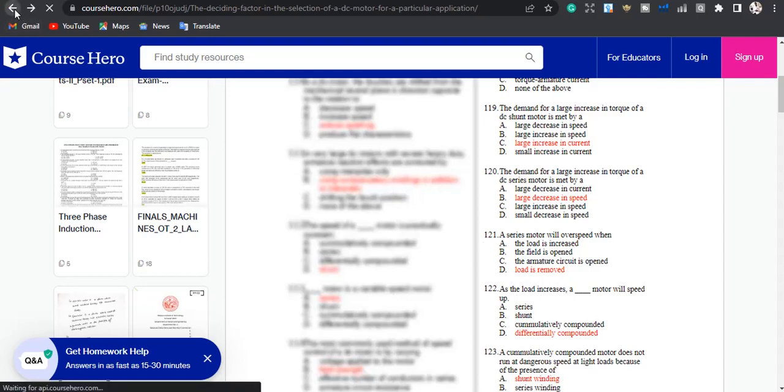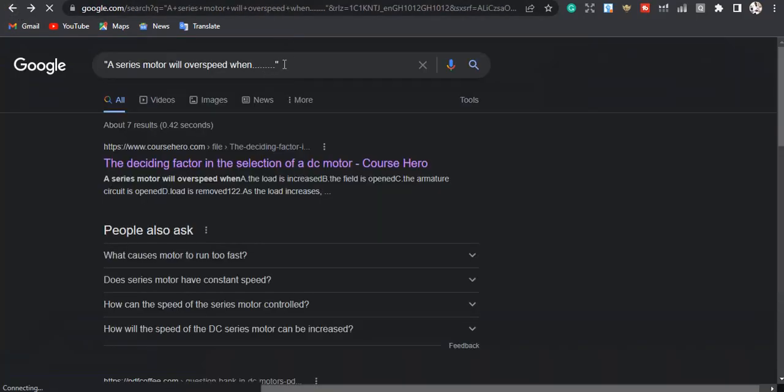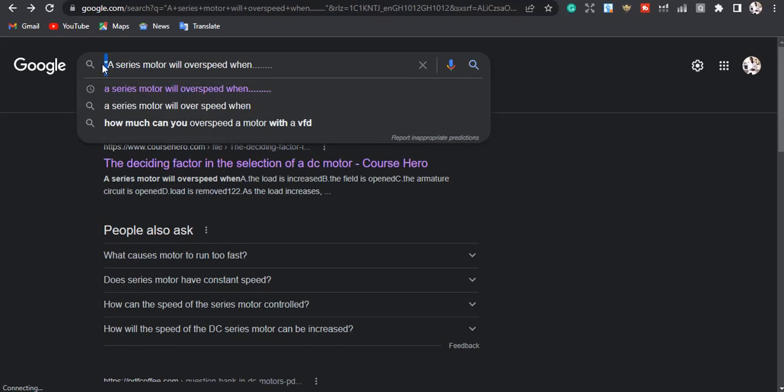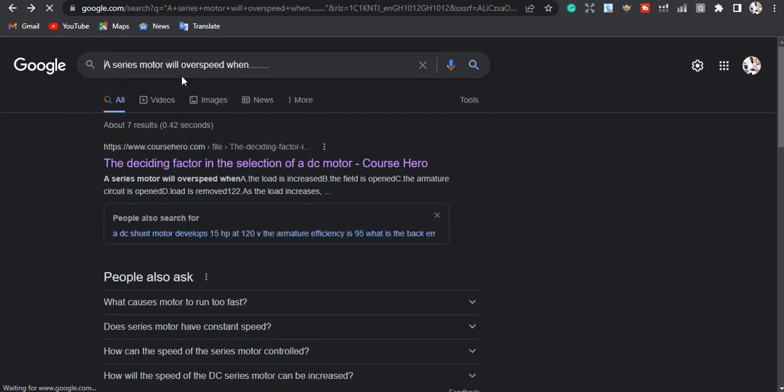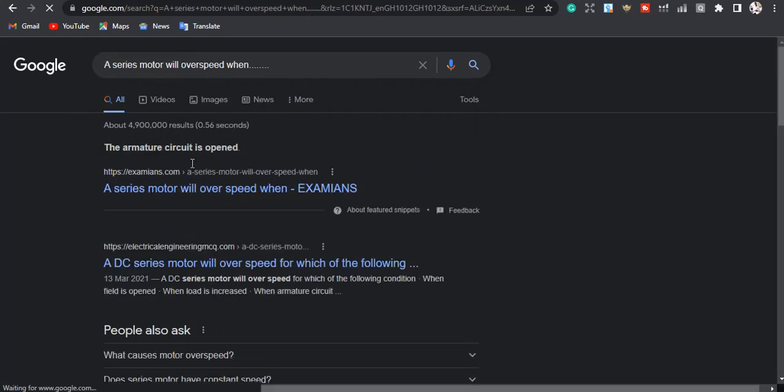But initially, when we search the question without the quotation mark, let's see the question without the quotation mark. Okay, this is the question without the quotation mark. You could notice that the answer they gave us was an ammeter circuit with an ammeter circuit is opened.